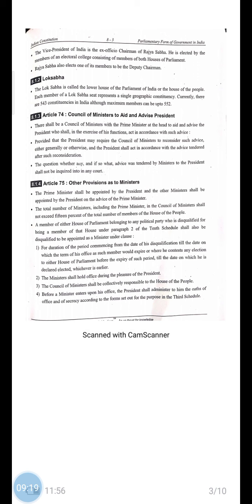So the question whether and if so what advice was tendered by the ministers to the President shall not be inquired into in any court.